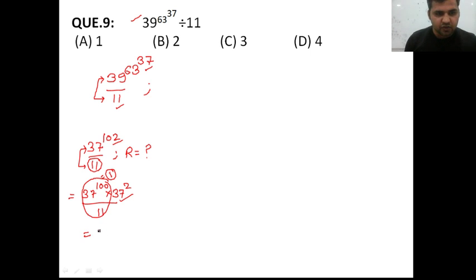So now we will solve this question as 37 into 37 divided by 11. Now 37 by 11 will give you a remainder of 4. This will also give you a remainder of 4. So finally you will say 16 by 11 and the answer is 5, right?